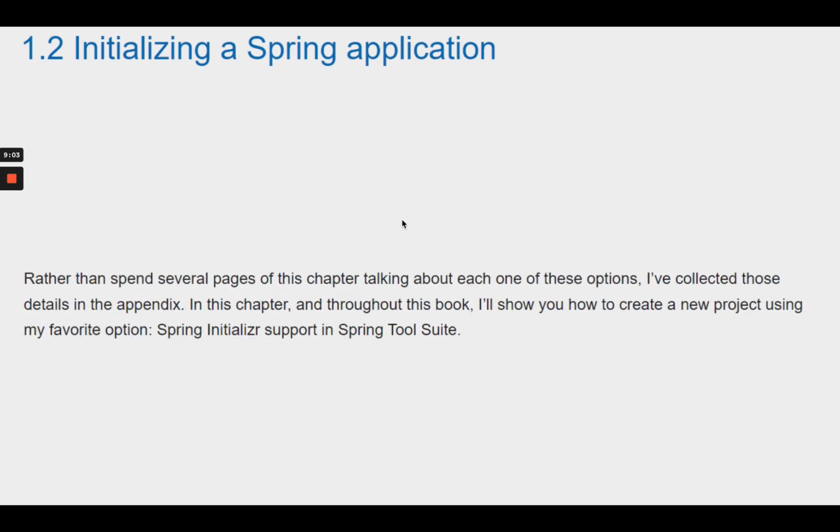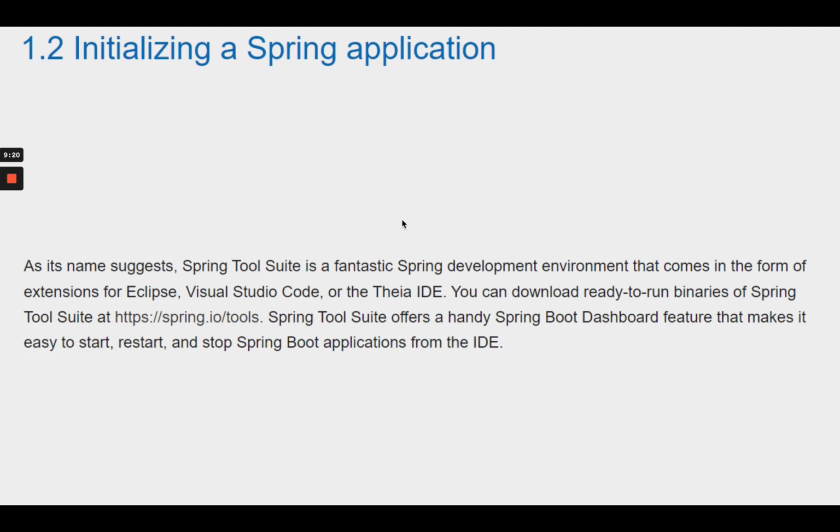Rather than spend several pages of this chapter talking about each one of these options, I've collected those details in the appendix. In this chapter, and throughout this book, I'll show you how to create a new project using my favorite option, Spring Initializr support in Spring Tool Suite. As its name suggests, Spring Tool Suite is a fantastic Spring development environment that comes in the form of extensions for Eclipse, Visual Studio Code, or the Theia IDE. You can download ready-to-run binaries of Spring Tool Suite at this link. Spring Tool Suite offers a handy Spring Boot dashboard feature that makes it easy to start, restart, and stop Spring Boot applications from the IDE.